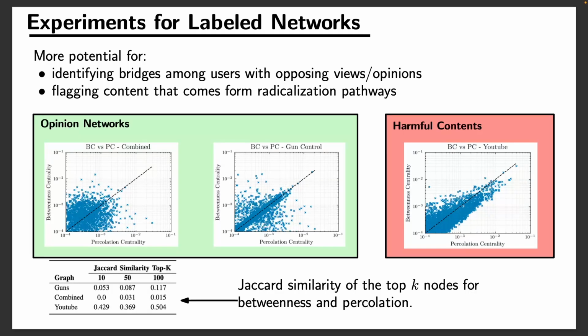For these networks, we observe that the scores of the nodes computed using the percolation centrality and the betweenness centrality are significantly different. Moreover, it's not only about the scores, but also about the rankings. Indeed, the most central nodes using these two different centrality measures are strikingly different. And this suggests that we have an advantage in using the percolation centrality instead of betweenness centrality in this kind of networks.